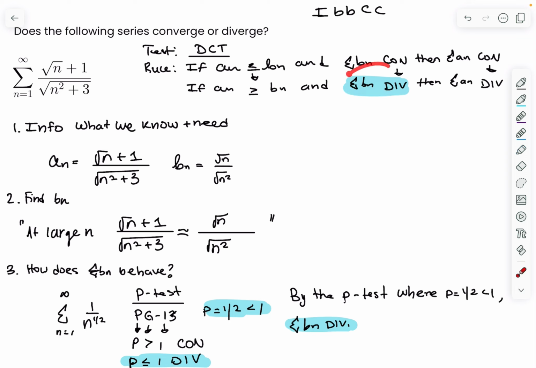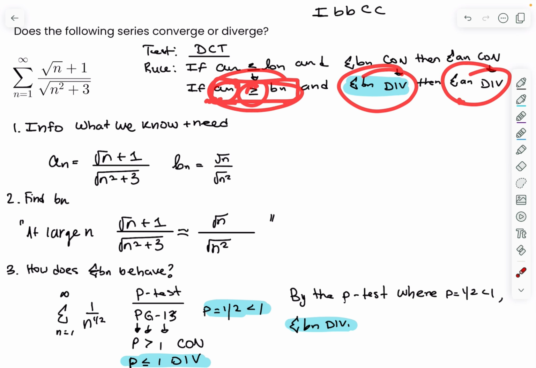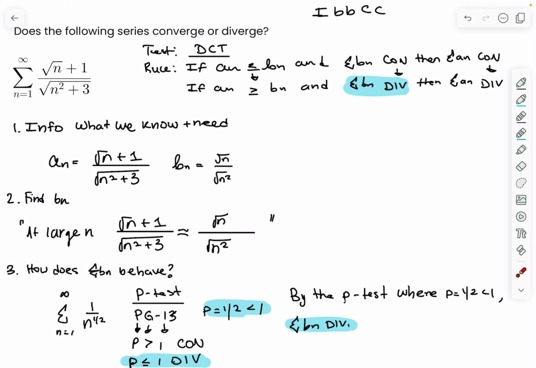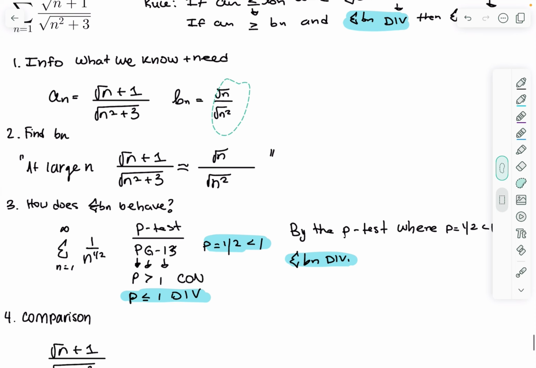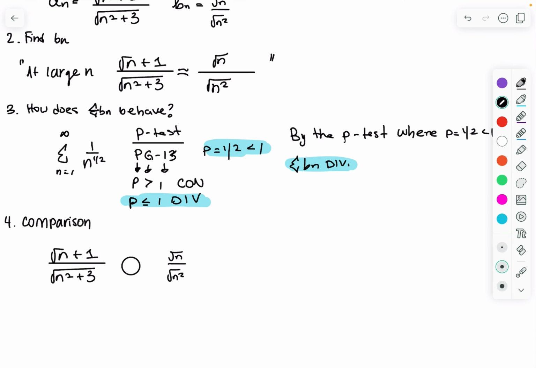So now if this is met, then we hope that when we compare A of n to B of n, we hope that this is true, that A of n is greater than or equal to B of n. Because if this is true and this is true, then we can say that this is true, and we'll have an answer to whether our given series diverges or converges. So that brings us to our next step, which is the C, which stands for comparison. So we're comparing our A of n and our B of n. So I'm going to take my A of n and I'm going to take my B of n. I'm going to put a little circle in the middle.